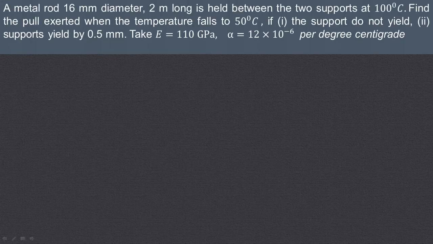Now suppose we are having a metal rod 16 mm diameter, 2 meter long, and it is held between two supports at 100 degree centigrade. Find the pull exerted when the temperature falls to 50 degrees centigrade. So if the support is not yielding and if the support yields by 0.5 mm, take capital E is equal to 110 GPa and alpha is equal to 12 into 10 raised to minus 6 per degree centigrade.